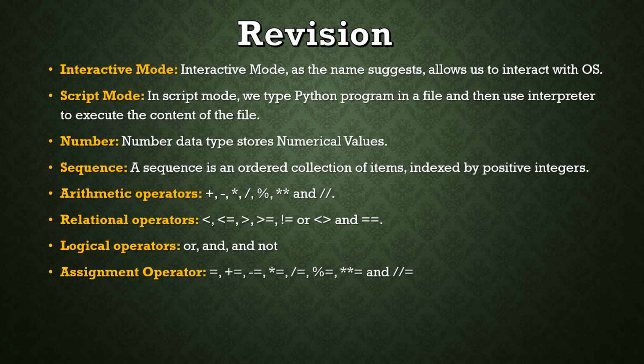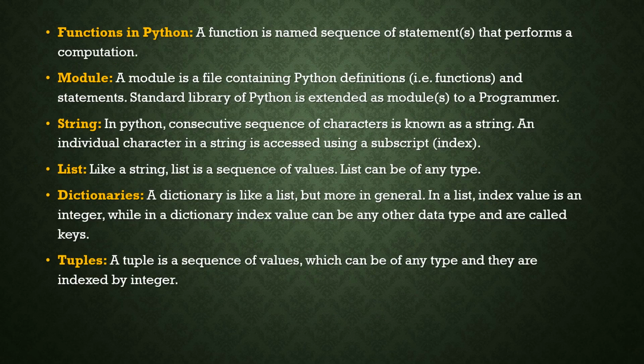And assignment operators. Assignment operators along with a prefix of some other arithmetic operators or logical operators are also called shorthand operators. The assignment operator uses right to left associativity. So the meaning is, the values given on the right side will be assigned to the left side. Okay. Next slide. Functions in Python.